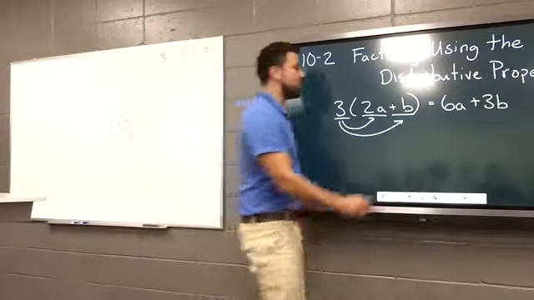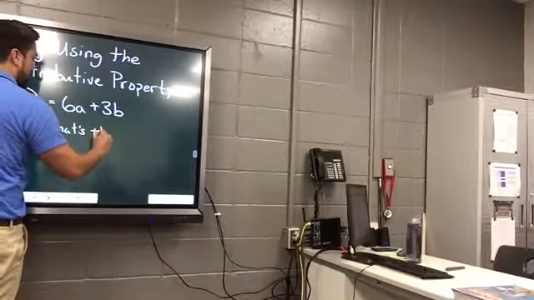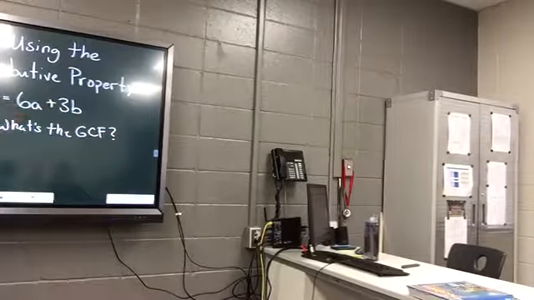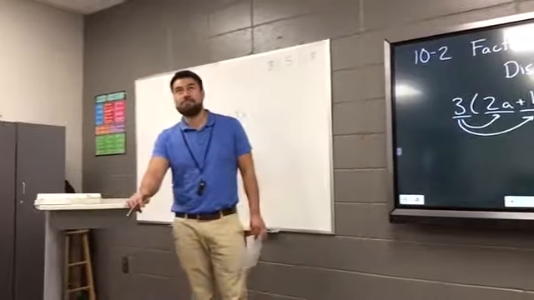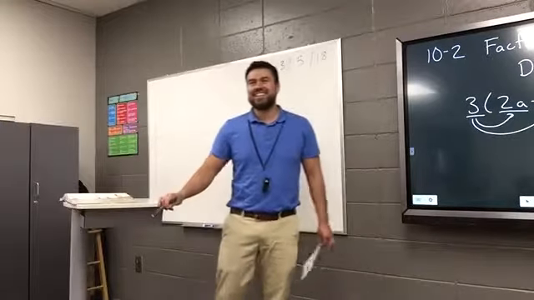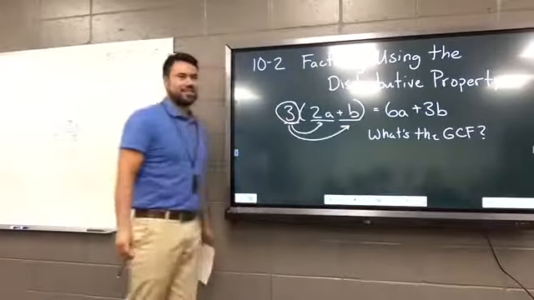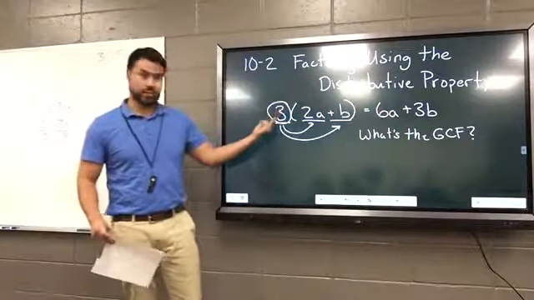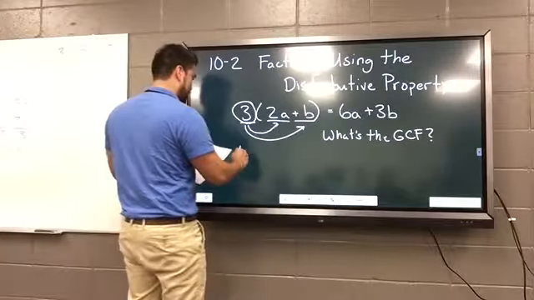I want to ask this question here. What is the greatest common factor of these two terms? What's the GCF of 6a and 3b? Josh? 3. It's 3. The GCF of these two terms is 3. Okay, do another one here for me.